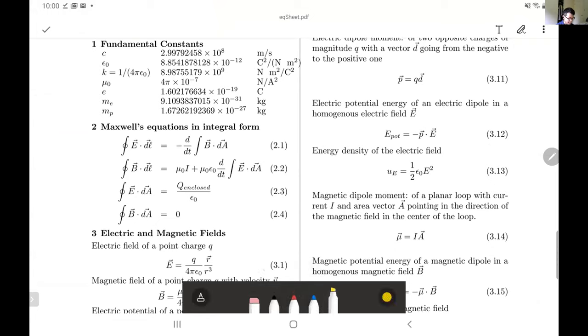Let me see the mass of the electron and the charge of the electron. Those two values could be found on the top of here, the fundamental constants. Oh, okay.